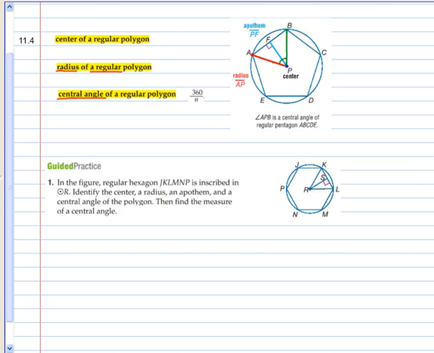Now, this line that you see drawn from the center hitting the middle of the side, so this F would be the midpoint, and it's perpendicular to the side, has a special name, apothem, right there. It's called an apothem. Sounds very sophisticated, doesn't it? Like you are educated when you say it.